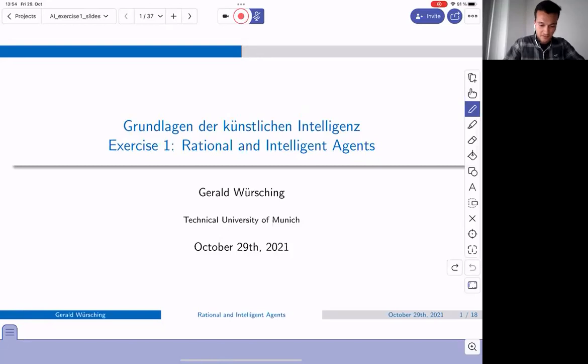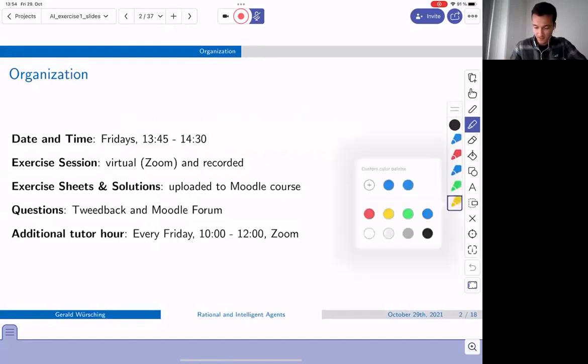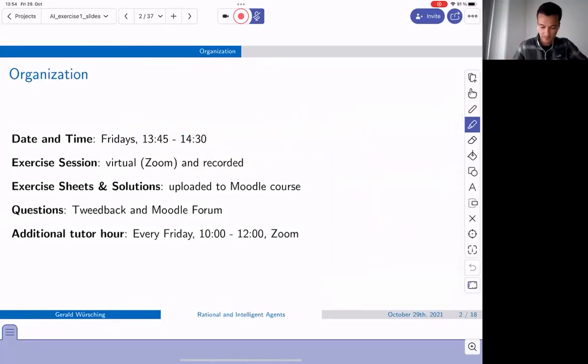All right, then let's go over some quick organizational things. Most of it we've covered already. The date and time of the exercise is basically always Fridays, like now. It might be the case that we switch a lecture with an exercise, but we'll notify you about that on time on Moodle. That always depends on the progress, how fast we are in the lecture and in the exercise sessions. It'll always be virtual on Zoom, as we are doing right now, and recorded, obviously.